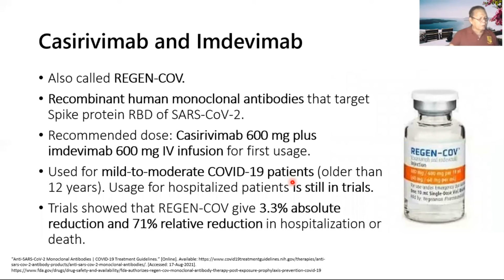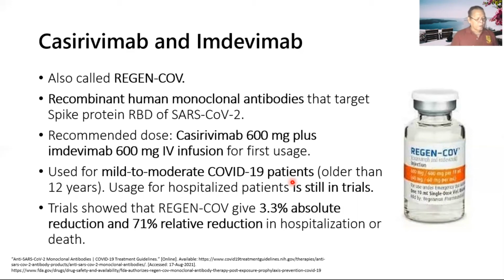Now let's see casirivimab and indevimab administered together. It's also called REGEN-COV. This antibody cocktail is the combination of monoclonal antibodies that target the spike protein RBD of SARS-CoV-2. From the FDA update on June 3, 2021, the recommended dose for this cocktail is reduced to 600 milligram casirivimab and 600 milligram indevimab, administered intravenously for the first usage. Additionally, if the treatment is delayed or infusion is not feasible, this dose can be given by injection.